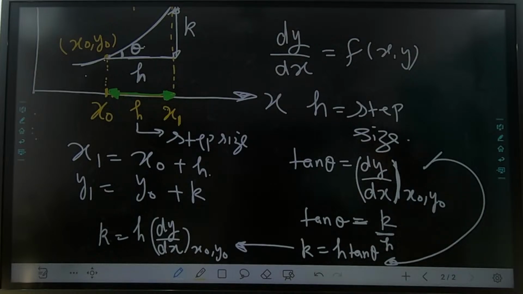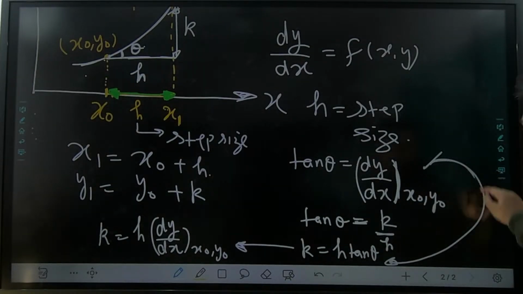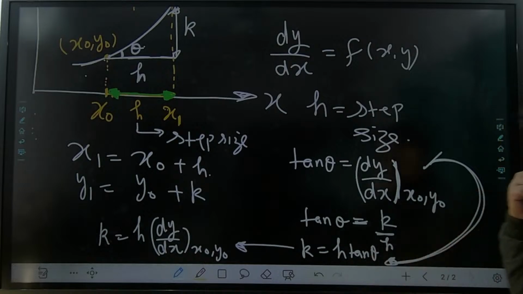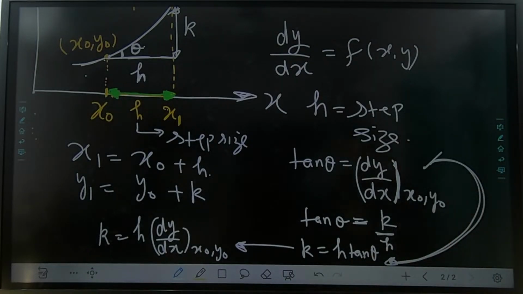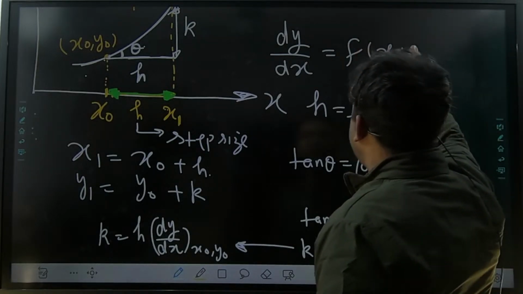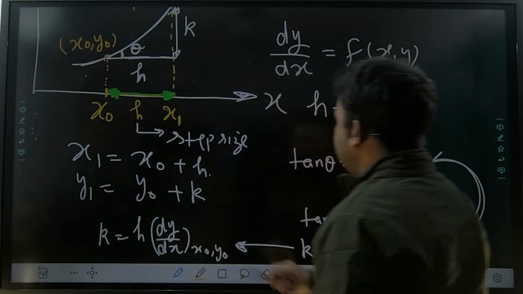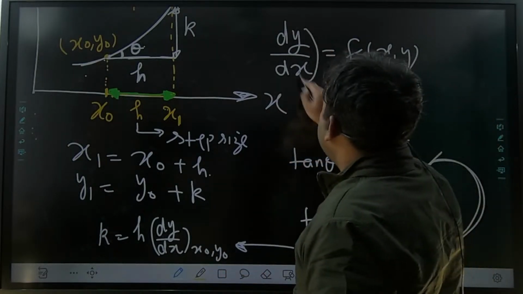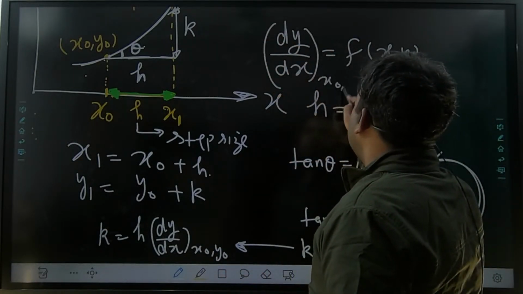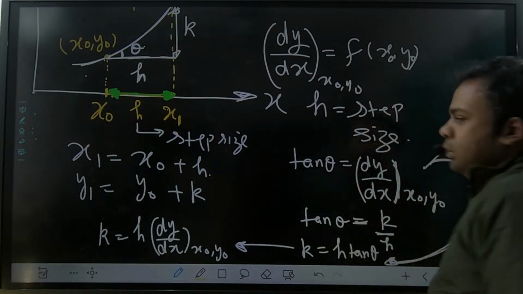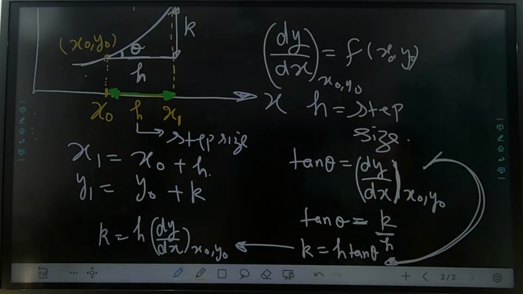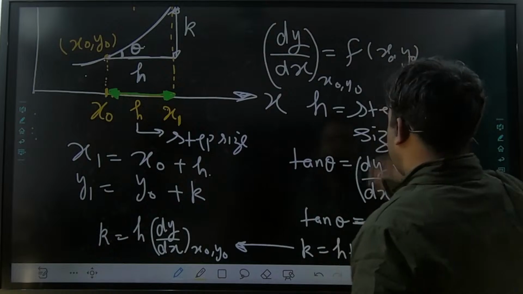Putting the value of dy by dx here, replacing tan theta, tan theta will be dy by dx at x naught, y naught. Now dy by dx is some function of x and y. So we have to calculate dy by dx at x naught, y naught. It means you have to put x naught and y naught in the function, because calculating dy by dx at any particular point is as good as calculating the function value at x naught, y naught.